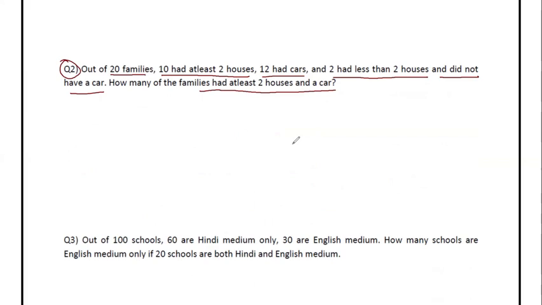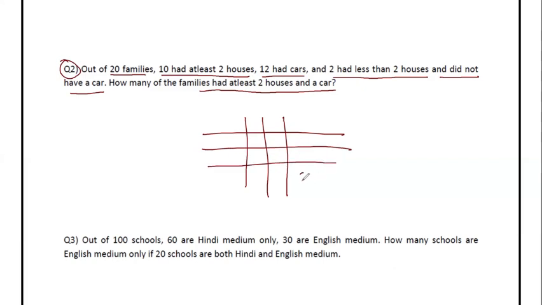So the word at least is going to confuse you. So the first important thing is you categorize them. So three vertical lines, three horizontal lines. Write down the total out here.